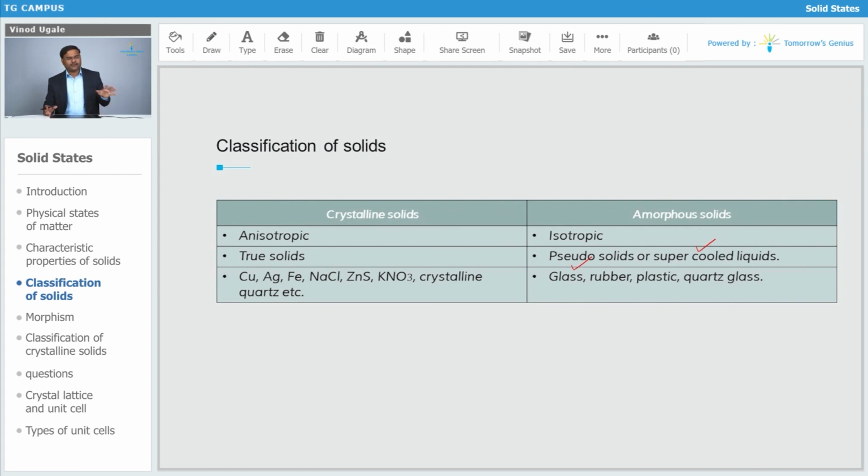Examples are given over there. Copper is a crystalline solid, as are silver, iron, sodium chloride, zinc sulfide, potassium nitrate, and crystalline quartz. These are examples of crystalline solids, and we can have many more examples. In case of amorphous solids: glass, rubber, plastic, and just now we have seen the quartz glass. These all are going to be amorphous solids.